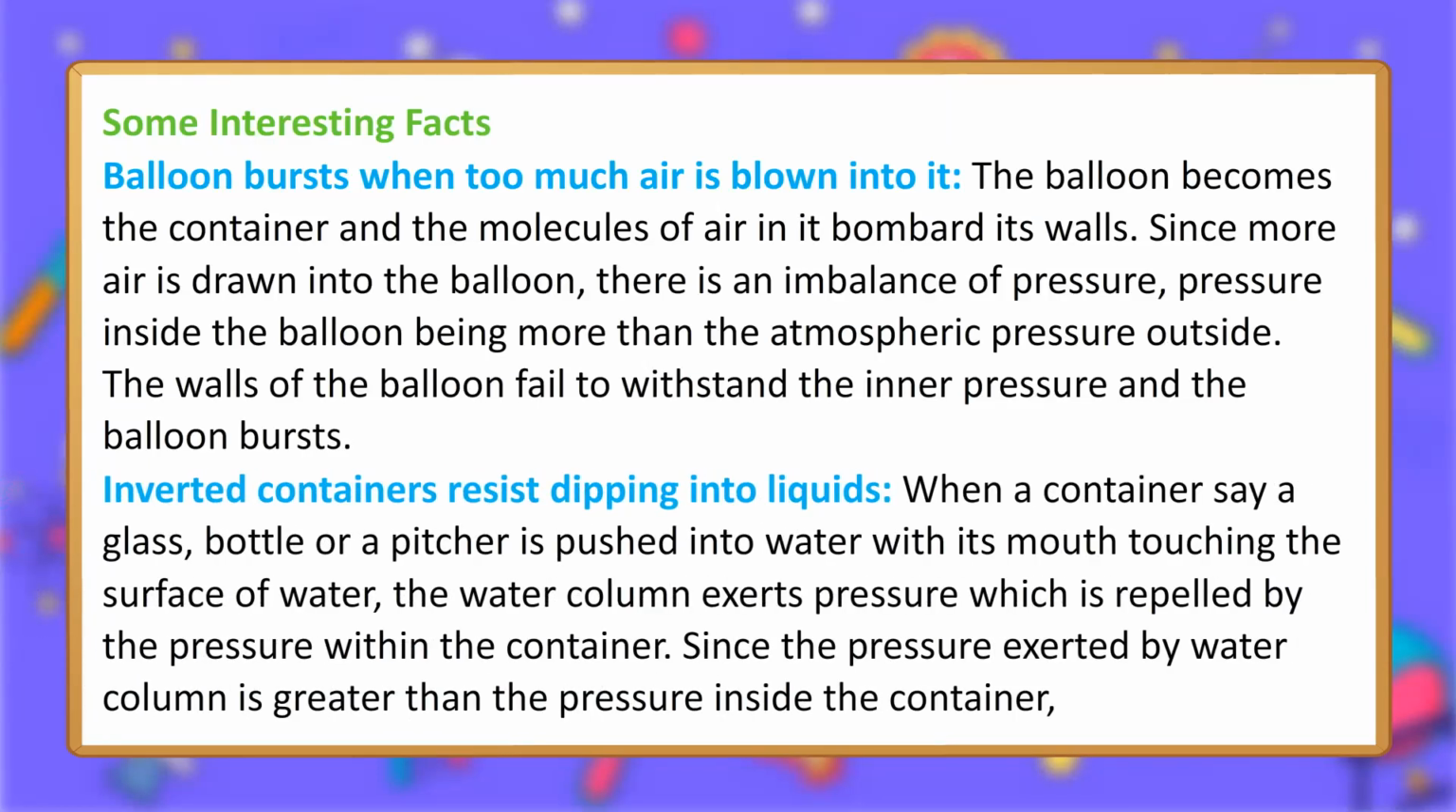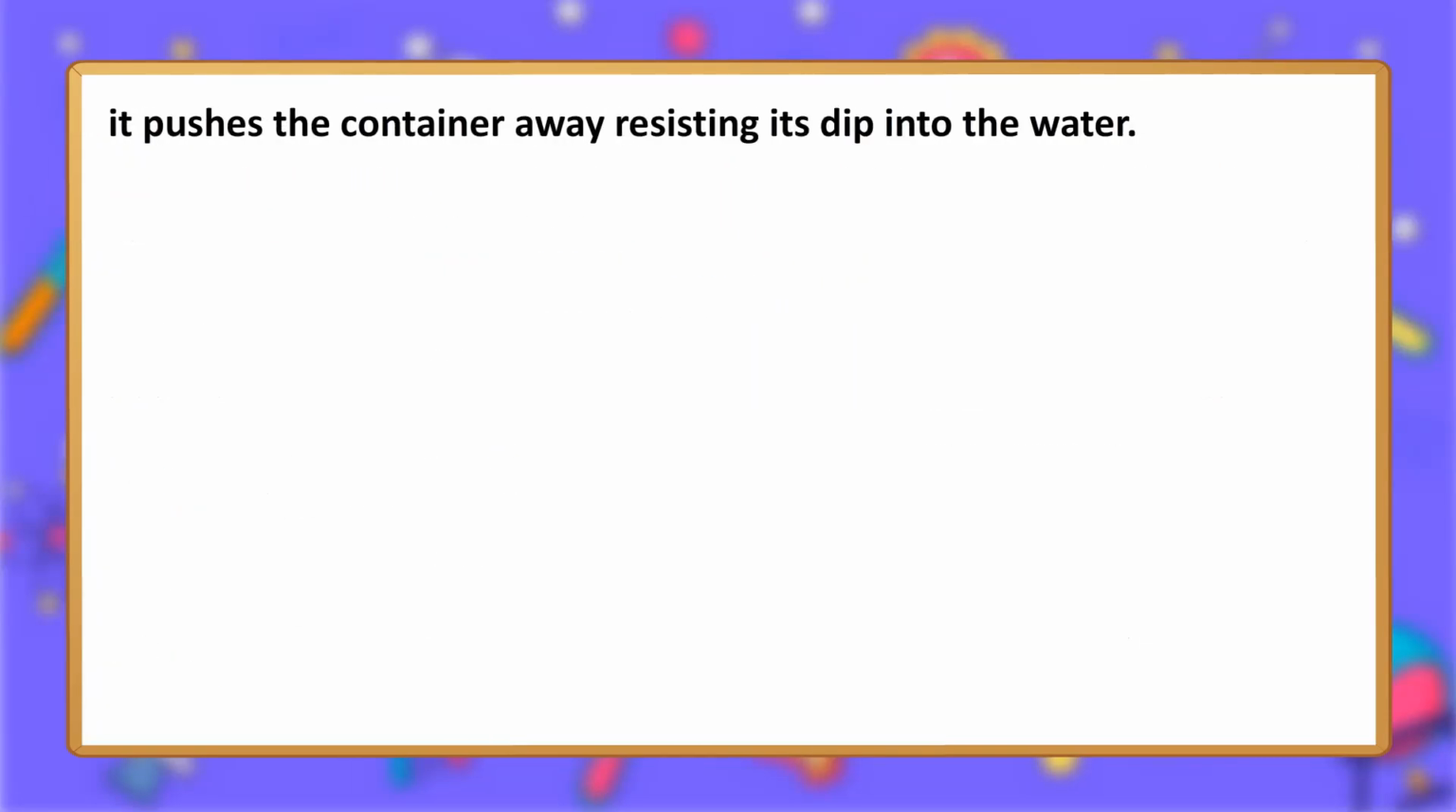Inverted containers resist dipping into liquids. When a container, say a glass bottle or a pitcher, is pushed into water with its mouth touching the surface of water, the water column exerts pressure which is repelled by the pressure within the container. Since the pressure exerted by water column is greater than the pressure inside the container, it pushes the container away, resisting its dip into the water.